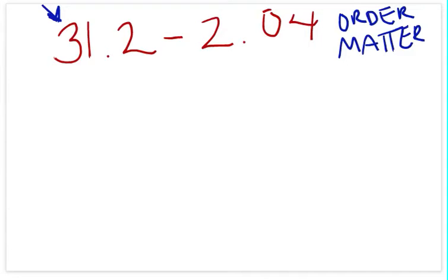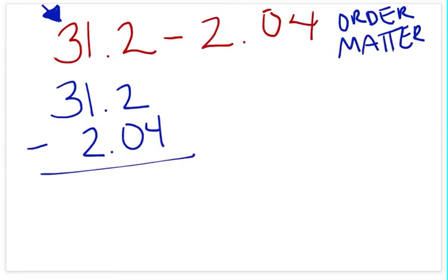Now, if 2.04 was first, you could take 31.02 away from it. It would just be a negative number. However, I rewrote it so that we would have a positive answer. So I just rewrote this as a more simple problem. So we have 31.2 minus 2.04. So I'm taking 2.04 away from 31.2.